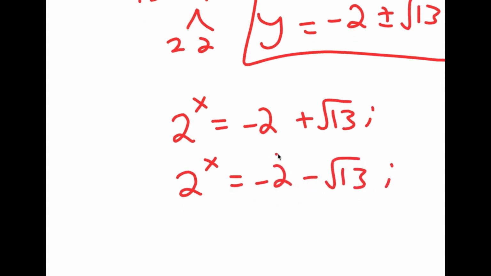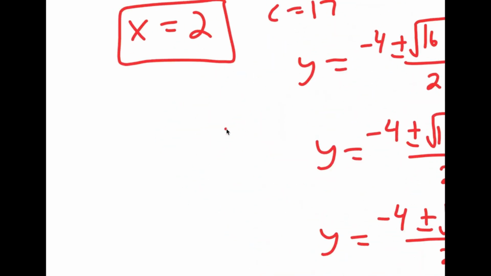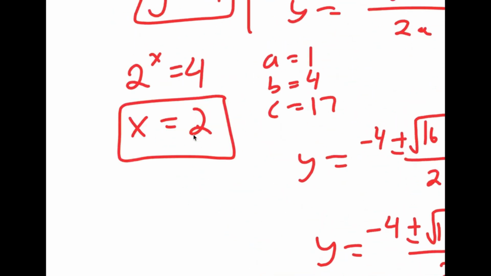Well, we can't take the power of a positive number and make it equal a negative number. So there's no solutions for these two, and x equals 2 is my only solution to this problem.